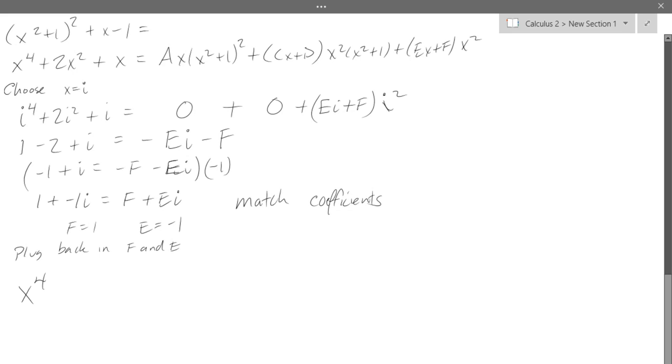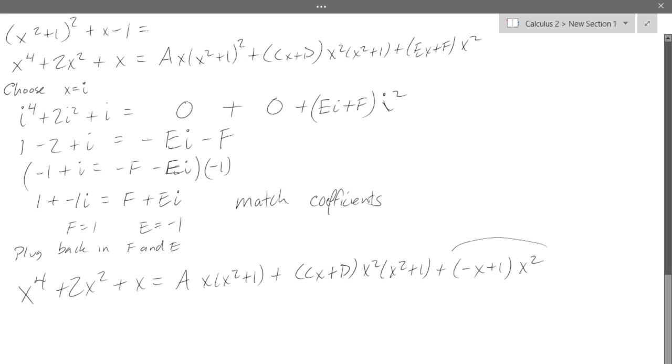So I have x to the 4th plus 2x squared plus x equals Ax(x squared plus 1) plus Cx plus D, over x squared plus 1, E and F. E is negative 1, so we get minus x plus 1 times x squared. So we're basically going to be taking that last term that no longer has constants in it, it's got the actual values, and we're going to bring it to the other side.